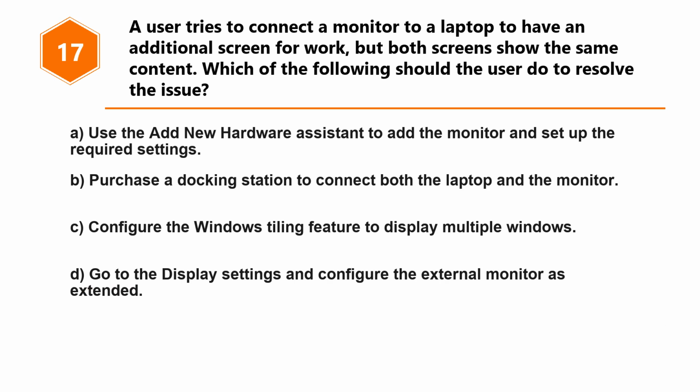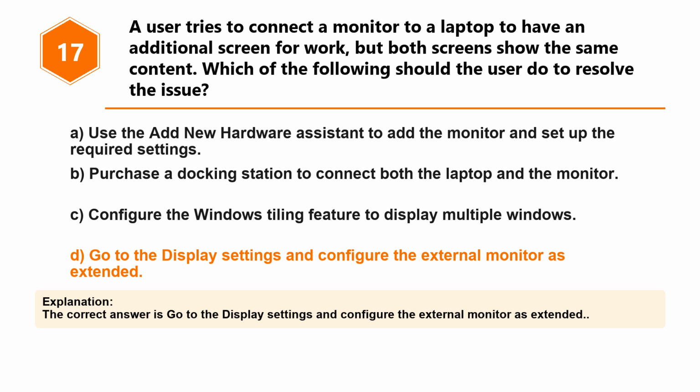Question 17. A user tries to connect a monitor to a laptop to have an additional screen for work, but both screens show the same content. Which of the following should the user do to resolve the issue? Option A, use the Add New Hardware assistant to add the monitor and set up the required settings. Option B, purchase a docking station to connect both the laptop and the monitor. Option C, configure the Windows tiling feature to display multiple windows. Option D, go to the display settings and configure the external monitor as extended. The correct answer is option D, go to the display settings and configure the external monitor as extended.